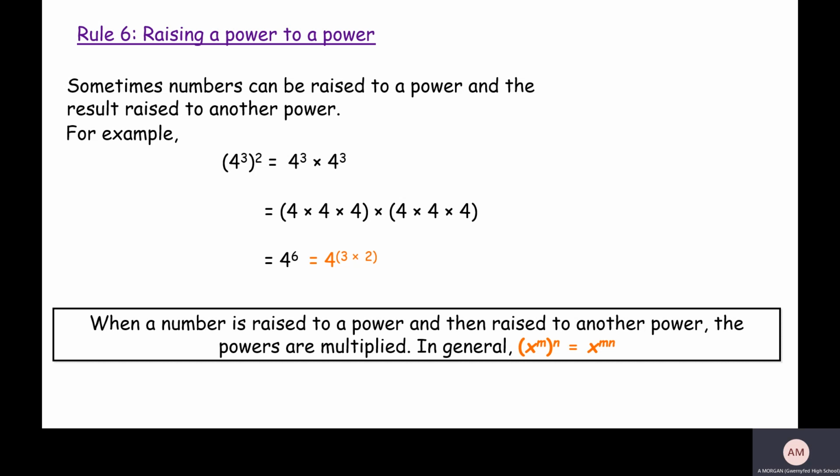Is there a quick way though? Can I get from the question to the answer in a quick way? And the answer is yes. I've just got to multiply the powers. If I multiply those powers, 3 times 2, I get 6.